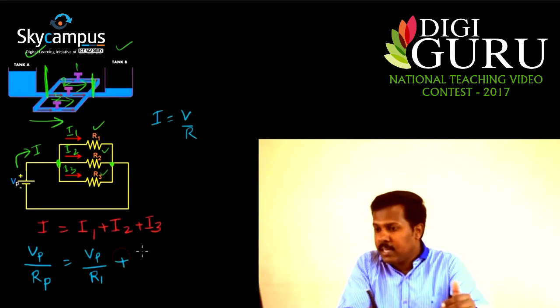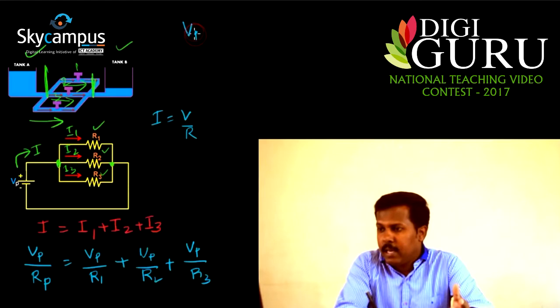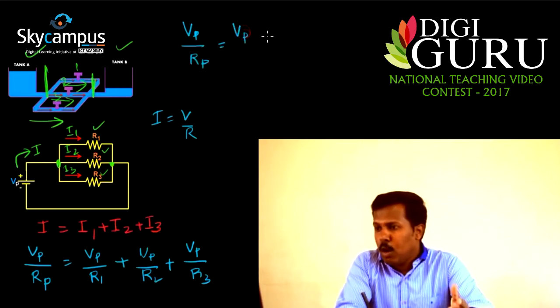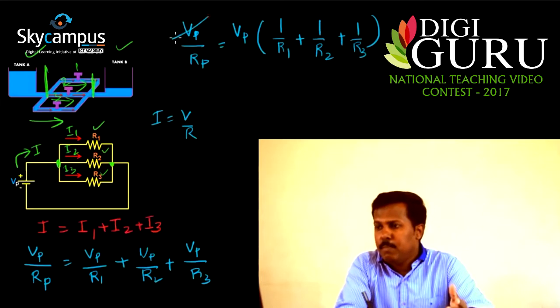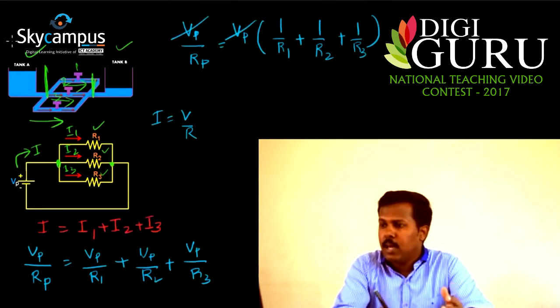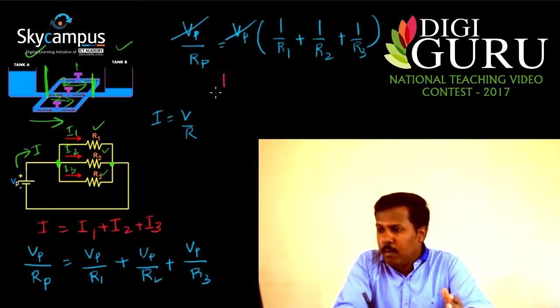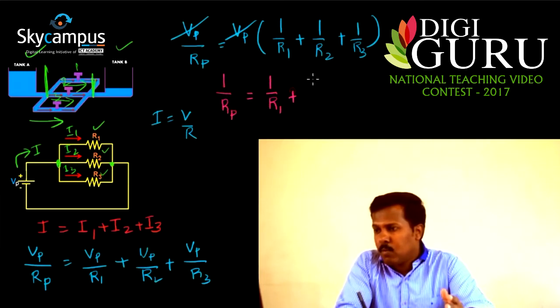So we can write I2 is equal to Vp by R2, and I3 is equal to Vp by R3. Taking Vp common, we can write Vp by Rp is equal to Vp into 1 by R1 plus 1 by R2 plus 1 by R3. If you cancel Vp from both the sides, you will get an equation like 1 by Rp is equal to 1 by R1 plus 1 by R2 plus 1 by R3.